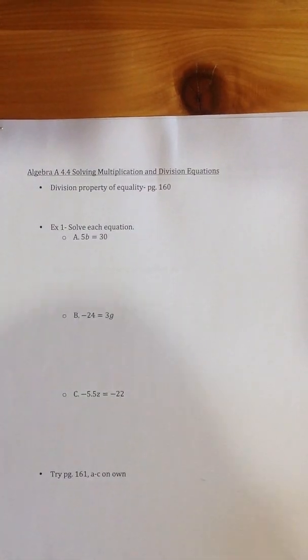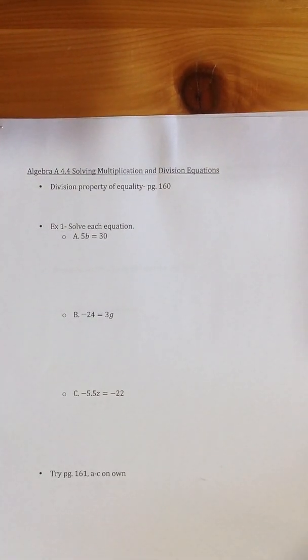This is section 4.4, solving multiplication and division equations. So the first thing we're going to talk about here is the division property of equality, which is on page 160. That says if you divide each side of an equation by the same non-zero number, then the two sides remain equal. It's really similar to the addition and subtraction properties that we've had before, where if you do the same thing to both sides of the equation, it's still going to stay equal.